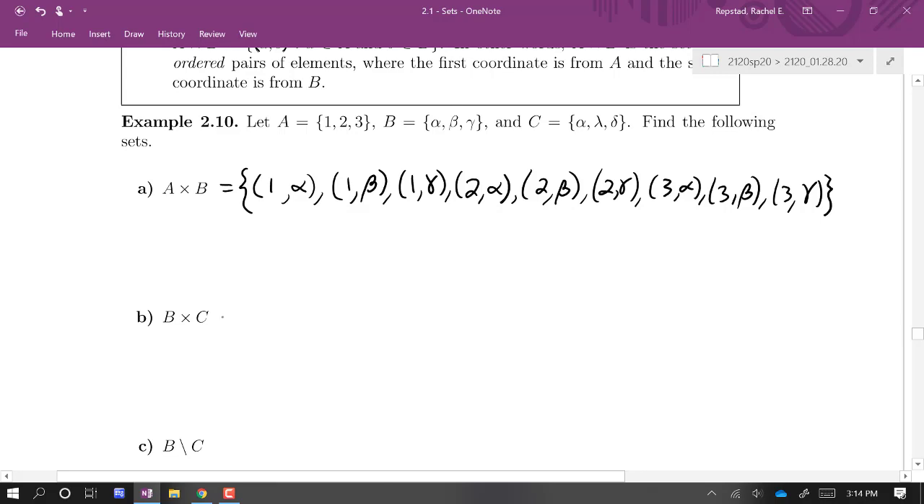What about the Cartesian product of B and C? What's something that's in there? Alpha alpha. And so the doubles are included. The ordered pair alpha alpha is a single element, so we're not violating the rule where we can't list an element twice. Alpha alpha as a double is a single element of this Cartesian product. And then what else? Alpha lambda, yep. And then alpha delta.